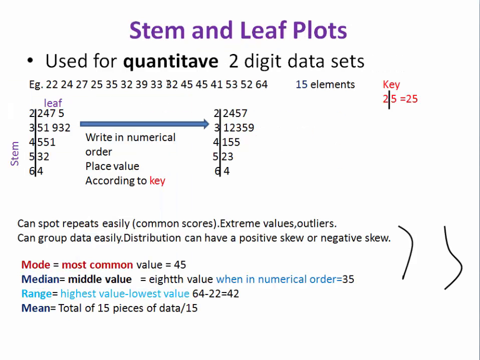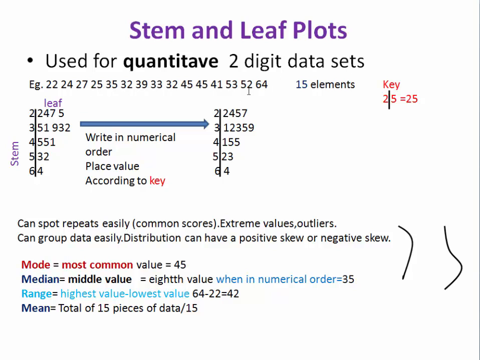Stem and leaf plots, again used for quantitative data. So all these things we've done so far are for quantitative data. So numbers are being used rather than qualitative data like height or age with a range. So this is for quantitative data with 2-digit data.